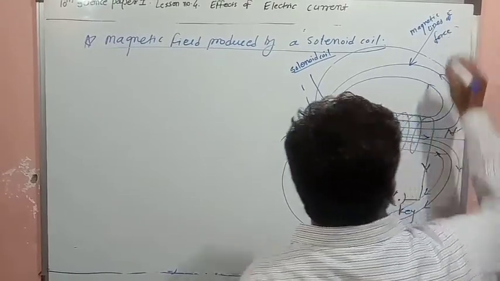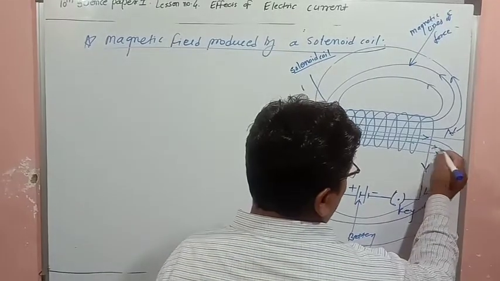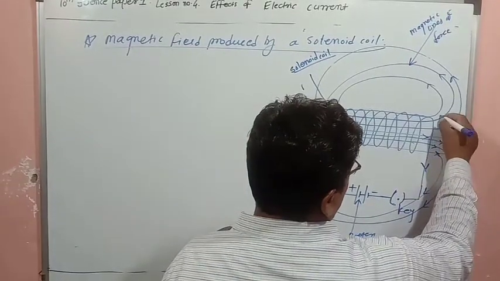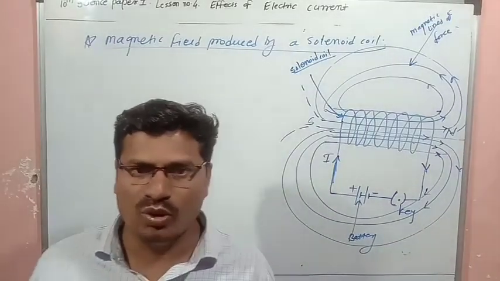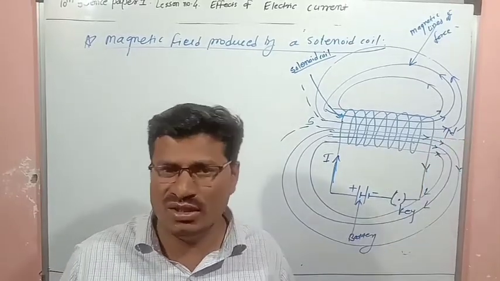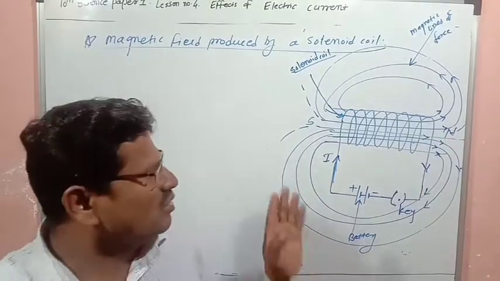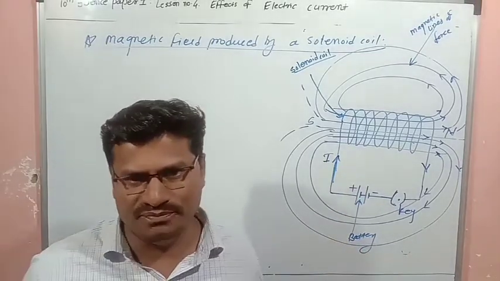So one thing you have to remember, magnetic lines of force are always originating from the north pole and they are moving towards the south pole. Magnetic lines of force are produced at the north pole and they are moving towards the south pole. After this we'll discuss the points of the solenoid coil.